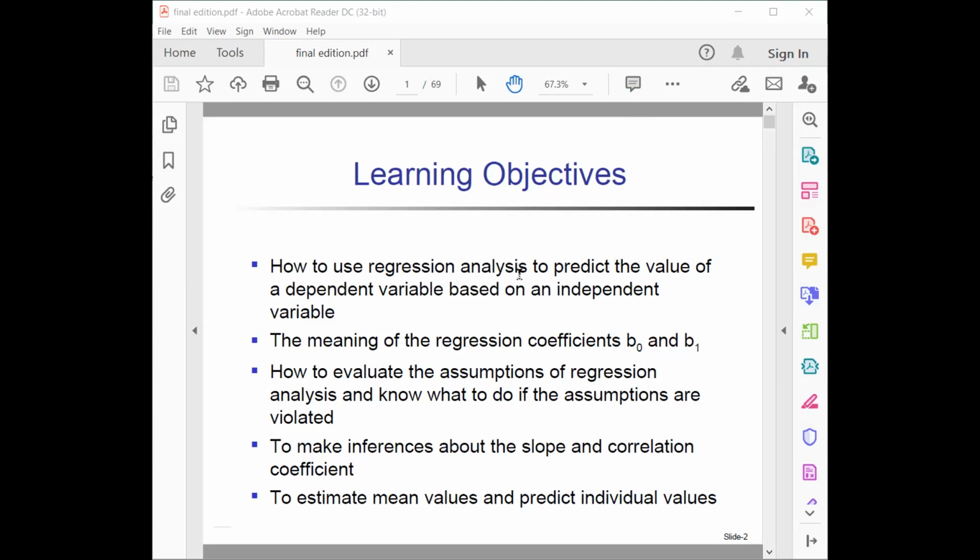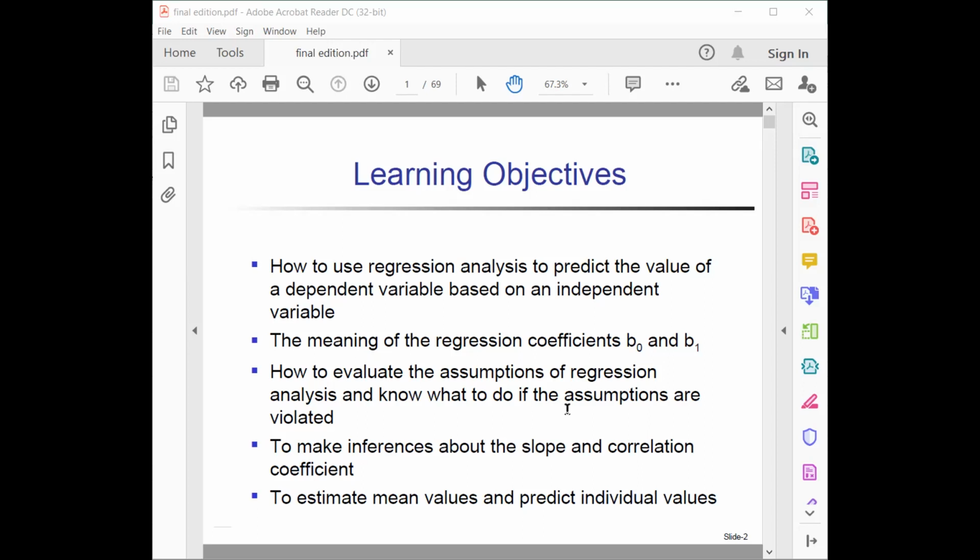Actually, this is reminding all of us that the learning objective of this topic is how to use regression analysis to predict the value of a dependent variable based on an independent variable. The meaning of the regression coefficients B0 and B1, or in other references beta 0 and beta 1. And then how to evaluate the assumptions of regression analysis and know what to do if the assumptions are violated.